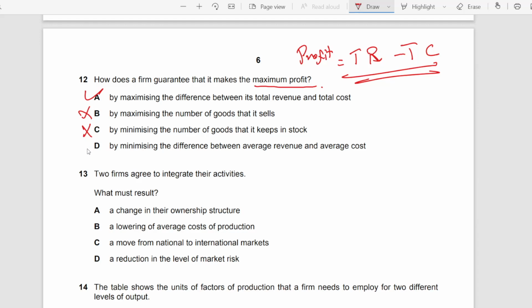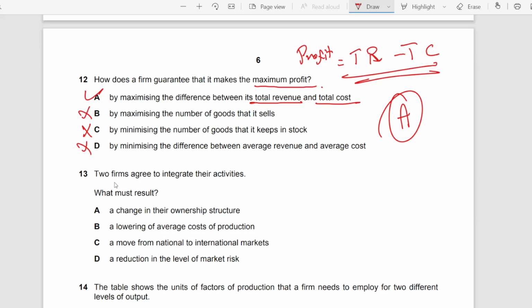So the maximum profit is only achieved when your total revenue exceeds your total costs by the maximum possible number, right? When the difference between total revenue and total cost is greatest, that's when you maximize your profit. So option D is also wrong. The correct answer is only option A over here.